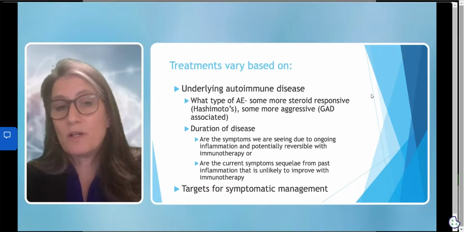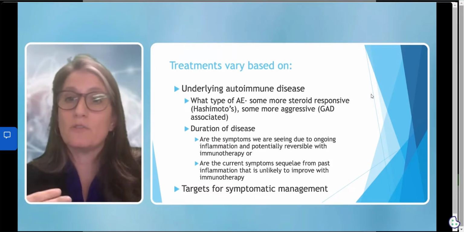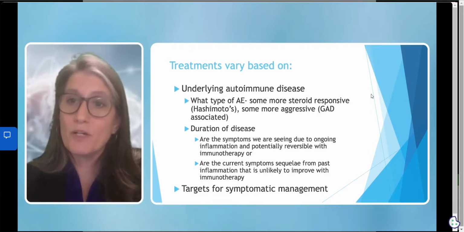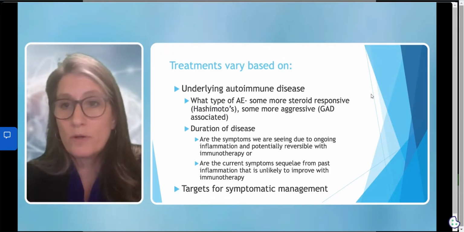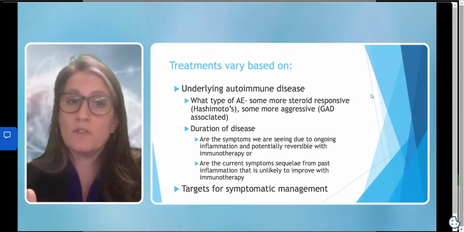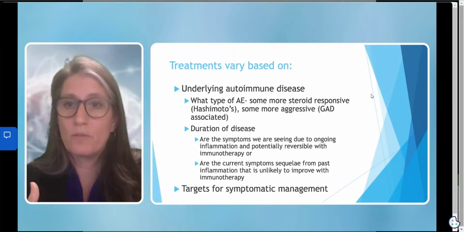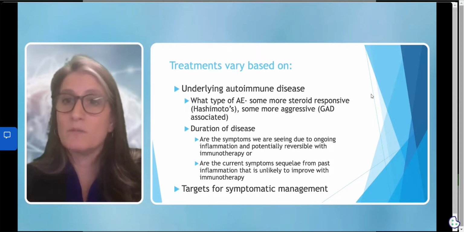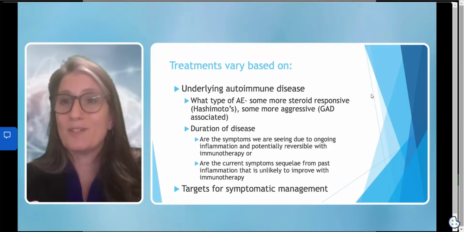Duration of disease may play a role. This has been going on for a long time. One of the questions that will come up is how much of the current symptoms are due to active inflammation and how much that may resolve with or improve with immunotherapy, and how much of that symptom is due to sequelae from past inflammation that may not be as responsive to immunotherapy and may depend more on some of that symptomatic management. And then what are the targets of our symptomatic management?